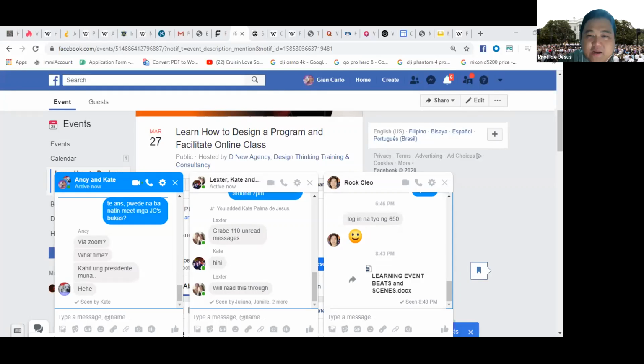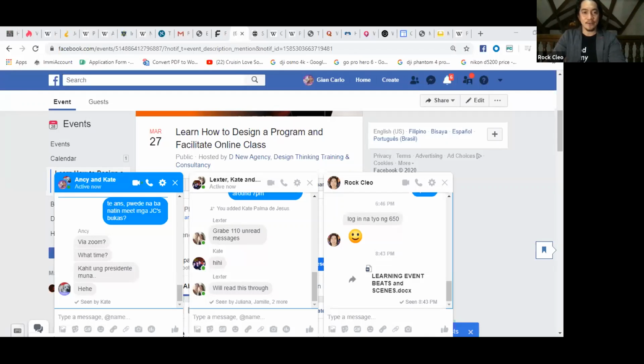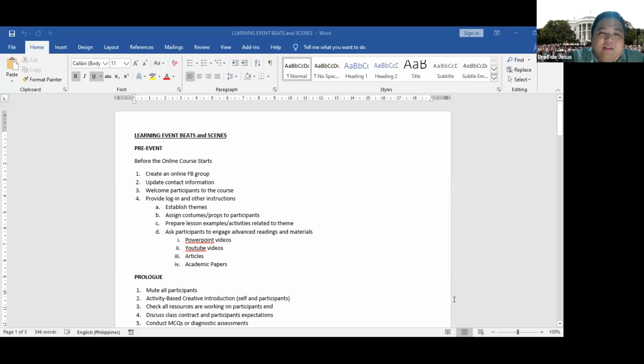All right. Can you see my Word document? Yes. No. I don't know. Hello. Yeah. I think you're showing the wrong screen. Am I still sharing the? Okay. Let me stop. I think I need to share the actual file, the Word file. Yeah, there we go. Can you see it? It's called Learning Events, Beats, and Scenes. Yeah, this is correct now.